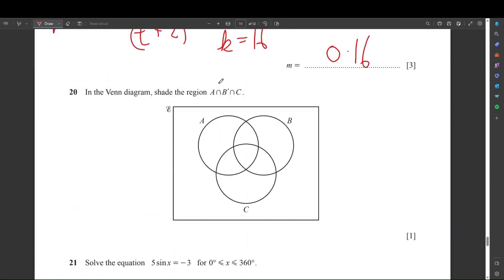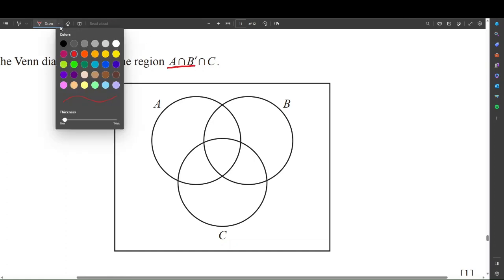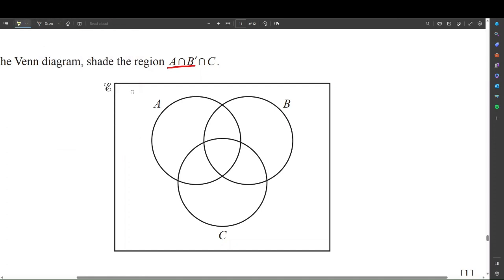Now, in the Venn diagram, shade the region A intersection B not intersection C. So let's first, you have to use different colors for this one. A intersection B, let's solve that. B dash is going to be, I'm going to highlight it over here. Everything except B. So it's going to be everything over here.